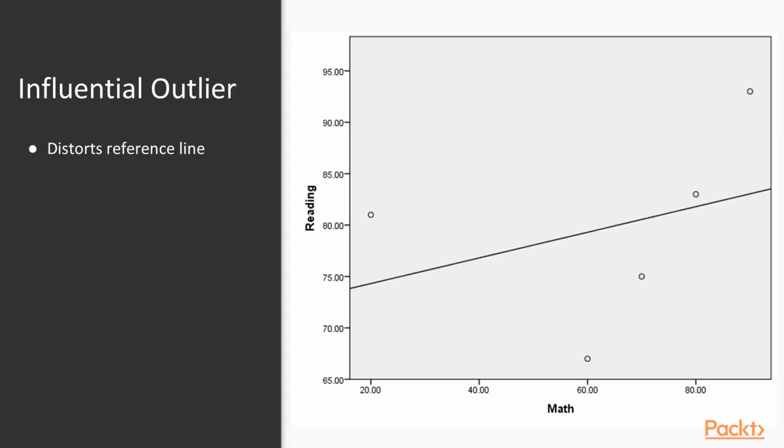On the other hand, in this example, we do have an influential outlier. This is the outlier that we have over here. Somebody had a very low math score but a very high reading score. Notice that all of these other values would really have a reference line that would be somewhere out here, but this influential outlier really distorted the relationship that we had between these two variables. So again, you don't want to have those kind of outliers in your data.